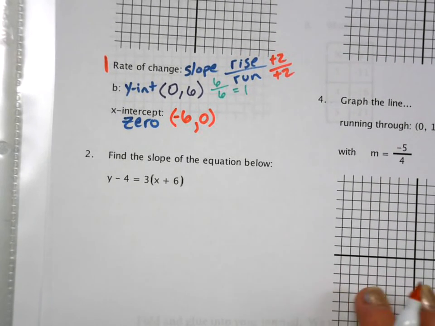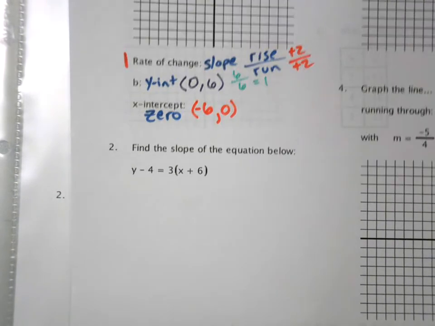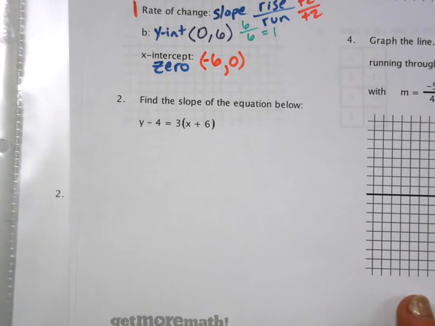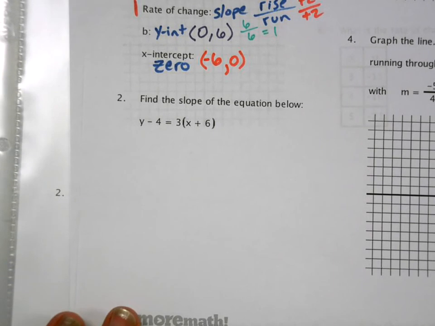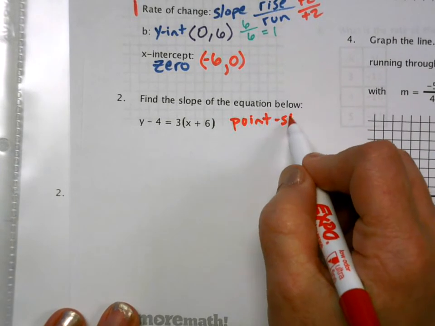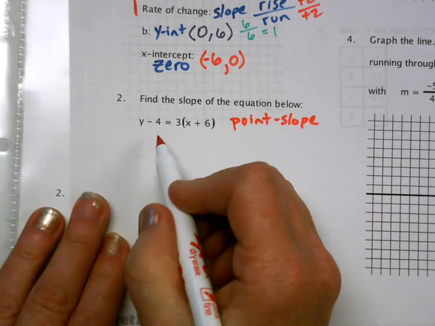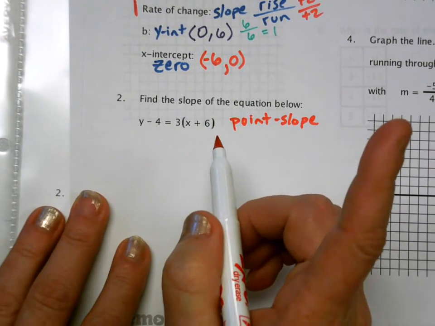So look at problem number 2 there. Find the slope of the equation. What form is this equation in? It's the form we didn't talk about yesterday. This is point slope form. Isn't that the y1, y2, x1, x2? It is. So this is, well, yes and no.